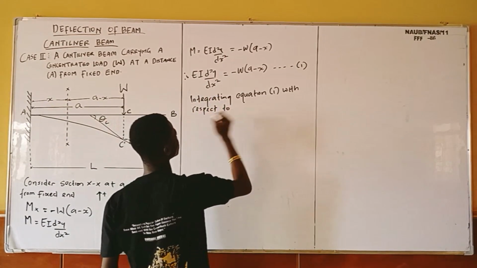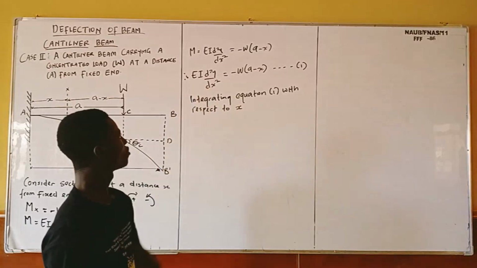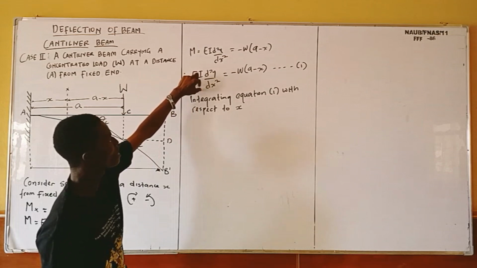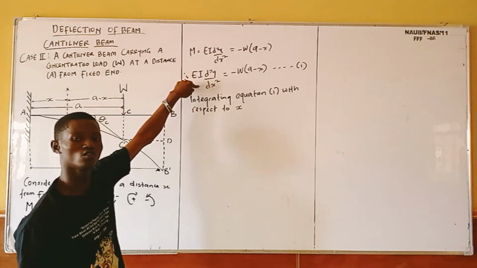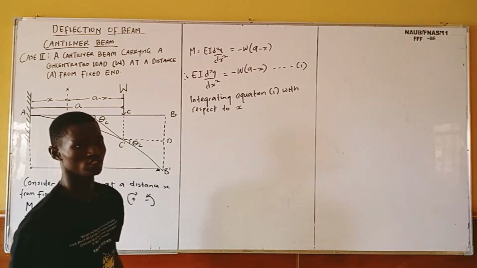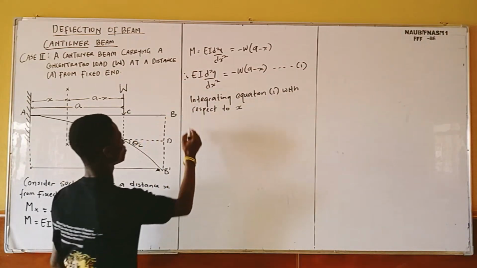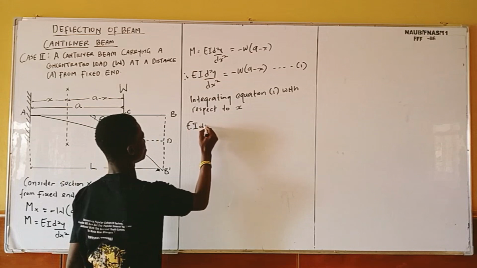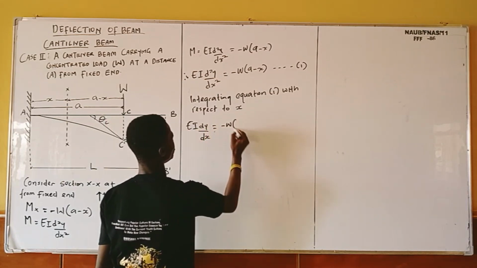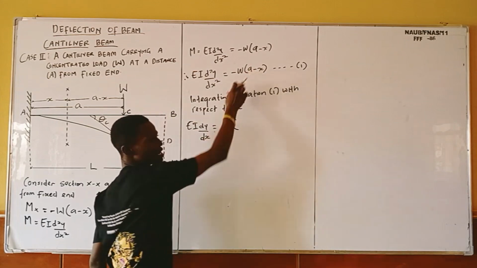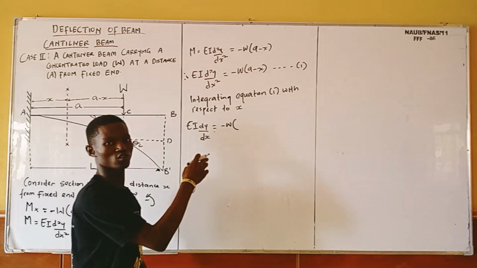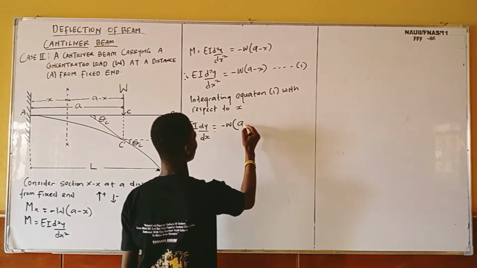So now, integrating equation 1 with respect to x. As you can see, d²y/dx² is the second order of differentiation. So by integrating this, I'm going to have EI dy/dx equals minus w. A is a constant. By integrating a constant, I'm going to have a variable x, since I'm integrating with respect to x.